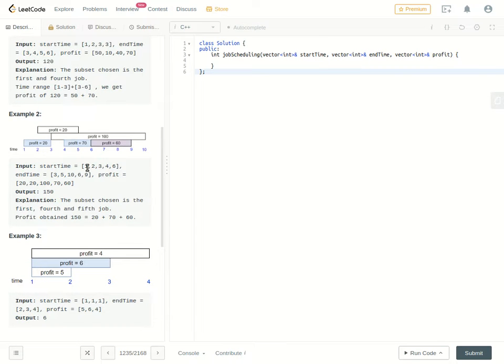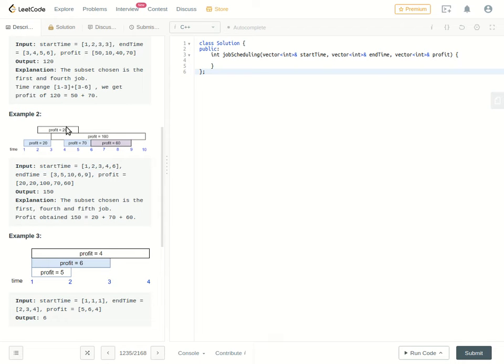The first job starts at 1 and ends at 3 and has a profit of 20. So you can see from the example picture. The second job starts at 2 and ends at 5 and has a profit of 20. So this is the second job. Job 3 starts at 3 and ends at 10 and has a profit of 100. So this is job 3. And job 4 starts at 4 and ends at 6 and has a profit of 70. So this is job 4. And job 5 starts at 6 and ends at 9 and has a profit of 60.